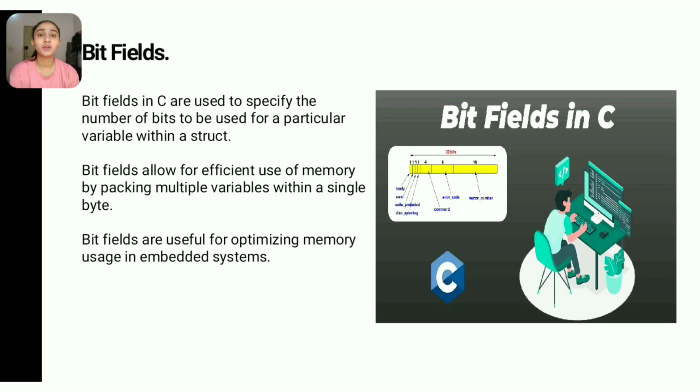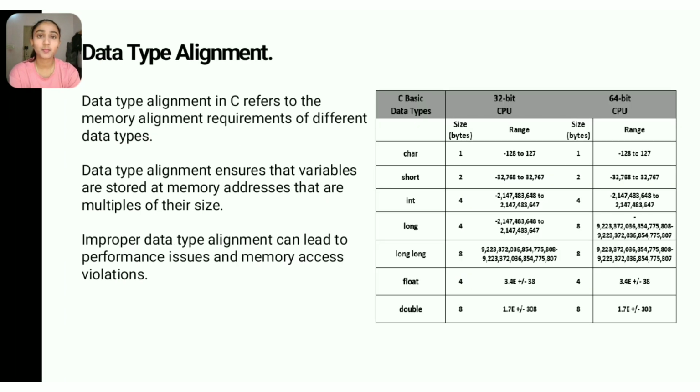Bit fields. Bit fields in C are used to specify the number of bits to be used for particular variables within a struct. Bit fields allow for efficient use of memory by packing multiple variables within a single byte. Bit fields are useful for optimizing memory usage in embedded systems.